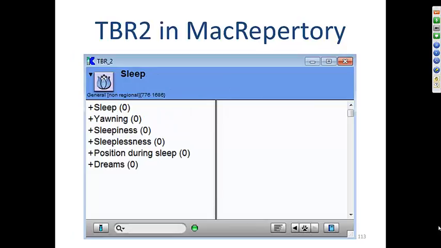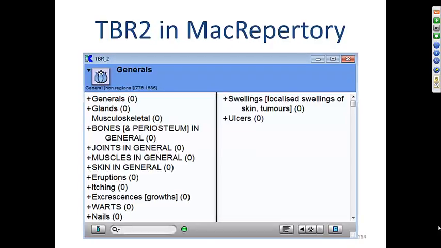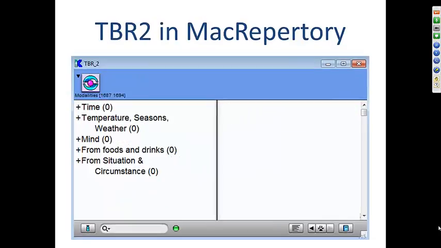And then again, under the general section, we have that second category, sleep, where you'll find sleep, yawning, sleepiness, sleeplessness, and then position during sleep, and then also dreams will be located here. And then under generals, we'll find things like the glands, the joints in general, the bones, skin in general, eruptions, growths, warts, nails, swellings, and ulcers will all be located under generals.